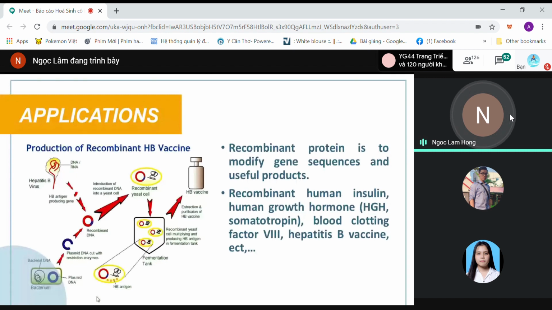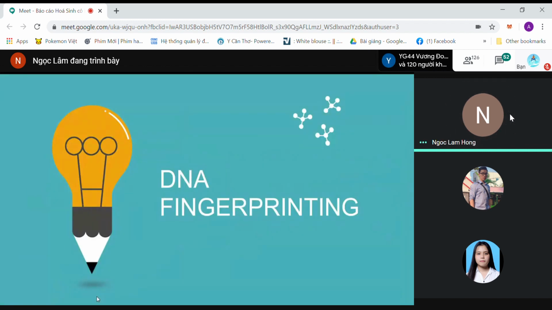And other applications, recombinant proteins is to modify gene sequence and make useful products like human insulin, growth hormone, blood clotting factor 8, hepatitis B vaccine, etc. Okay, we go to DNA fingerprinting.